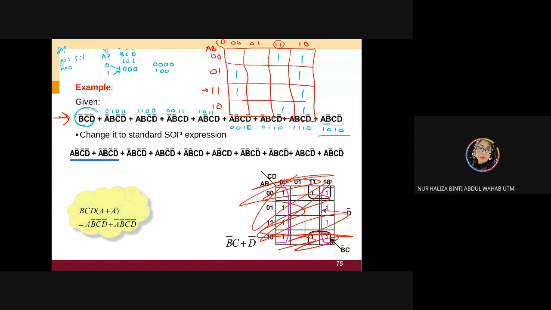1, 0, 0, 0. Why do I put the 1 in front here? Because A is in front in terms of position. So 0, 0, 0 is 1, and 1, 0, 0, 0 is 1. I'm done with my mapping. Only 2 minutes, not yet 2 minutes also.